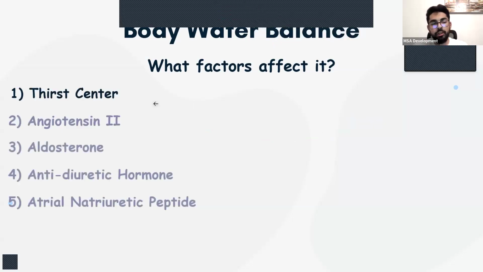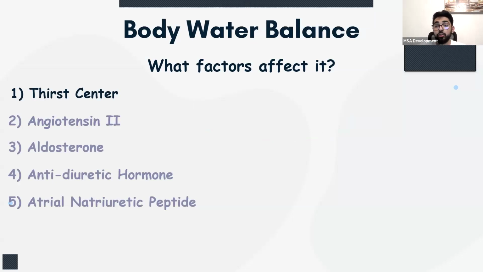Okay, so starting off with the thirst center, as the name indicates, when you are dehydrated, when you go for an exercise and you sweat, you're going to get thirsty, and this is going to stimulate you to drink. And when that happens, you're just going to replenish the water that you lost in your exercise. Okay, easy. What about angiotensin 2?